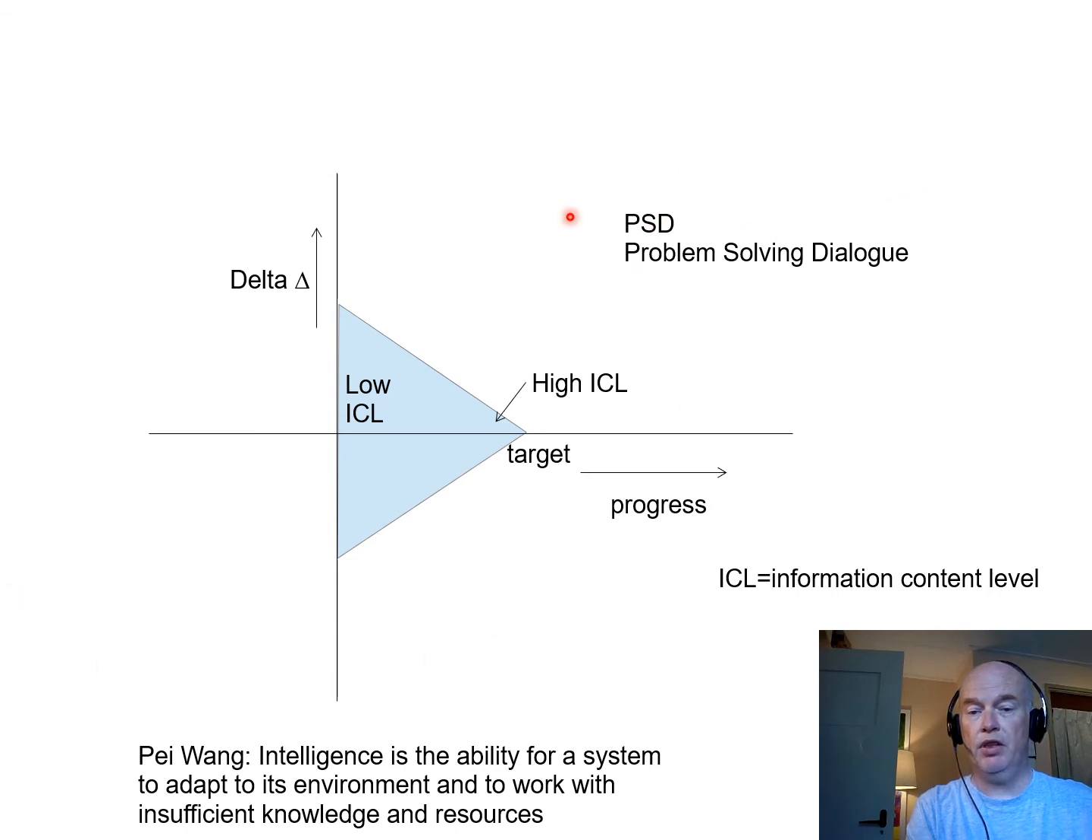So PSD stands for problem solving dialogue, and we can depict it as follows. We have a delta axis in which the delta is the discrepancy from the target or from the normal information, and in this axis we have progress or time, if you will. And then in time the target gets reached, and the target has the highest information content level, ICL.